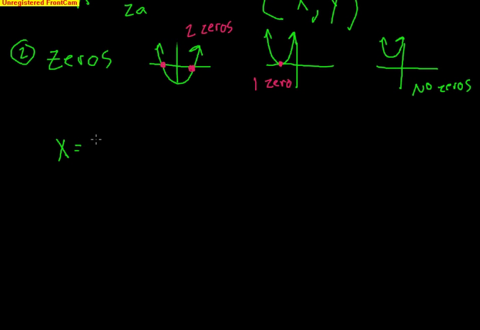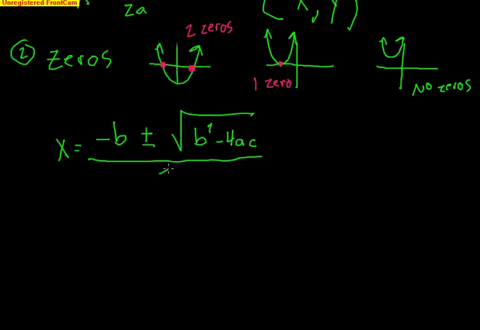It is negative b plus or minus the square root of b squared minus 4ac, all divided by 2 times a. Now, because of the plus or minus, you could potentially come up with 2 zeros because you're adding, and then you're going to do the same thing with subtraction. If you get a 0 inside of here, you're going to have 1 zero, because plus or minus 0 doesn't matter. Like 2 plus 0 is 2, and 2 minus 0 is also 2.